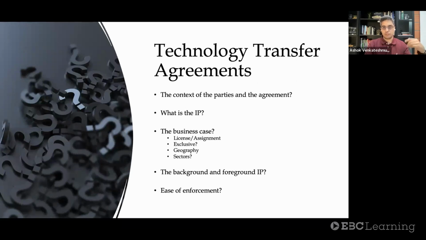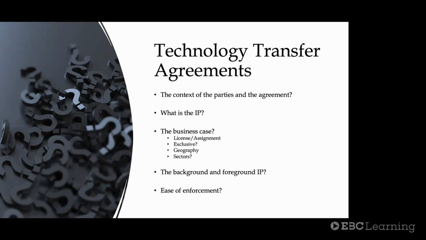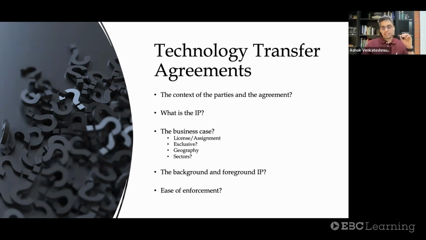Right? Define the IP. In technology transfer, it could be a combination. It could be patents. It could be know-how. It could be confidential information. Sit with the client, understand the specific forms of IP involved, make sure that it is adequately reflected in the language of the agreement. Define the business case. So the business case in tech transfer is obviously you want to have a license or an assignment in favor of the licensee or the assignee, depending upon what the parties have agreed upon.